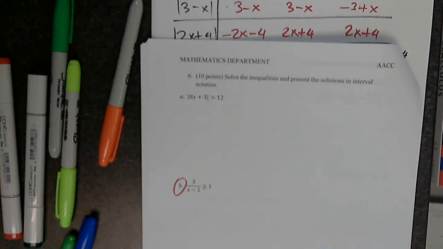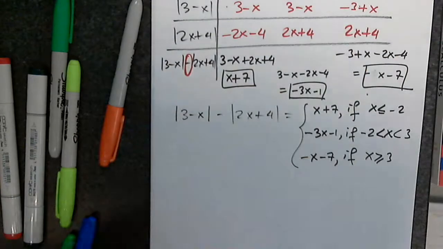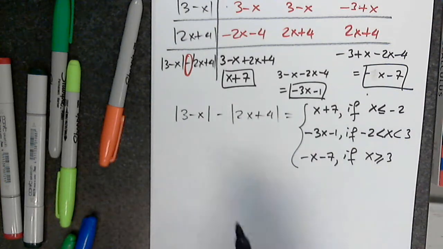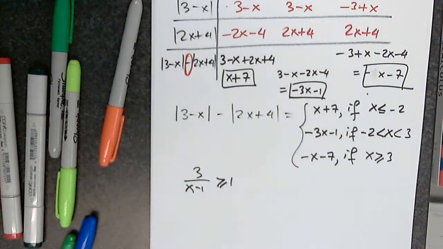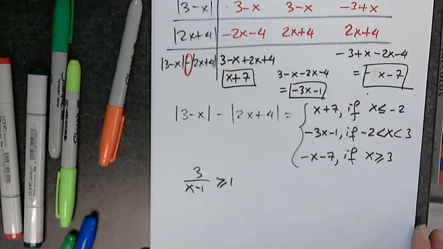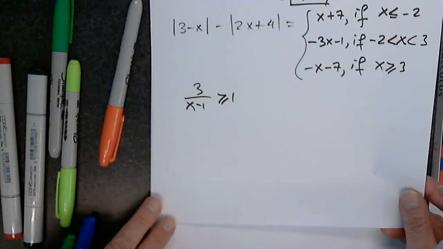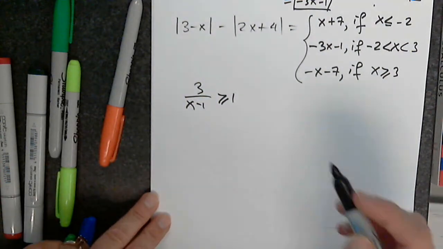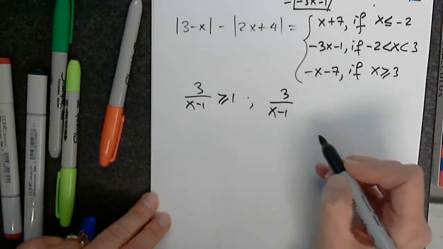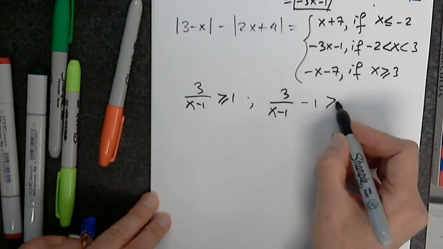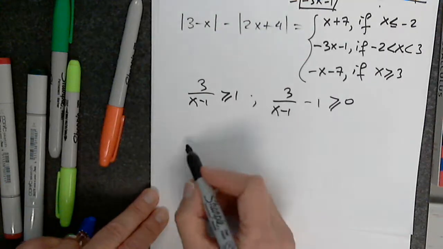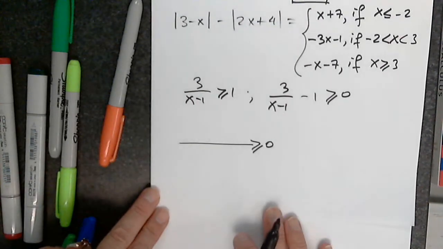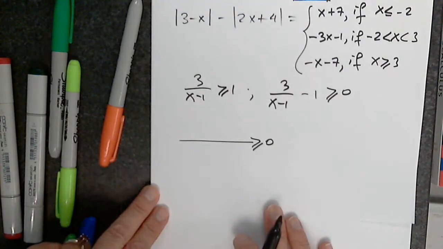Okay, so 3 divided by x minus 1 greater than or equal to 1. What do I do? No, I cannot multiply both sides by x minus 1. Not allowed. So that's not an option. So what do I do? I have to. Then? Yes. Which is? Yes.